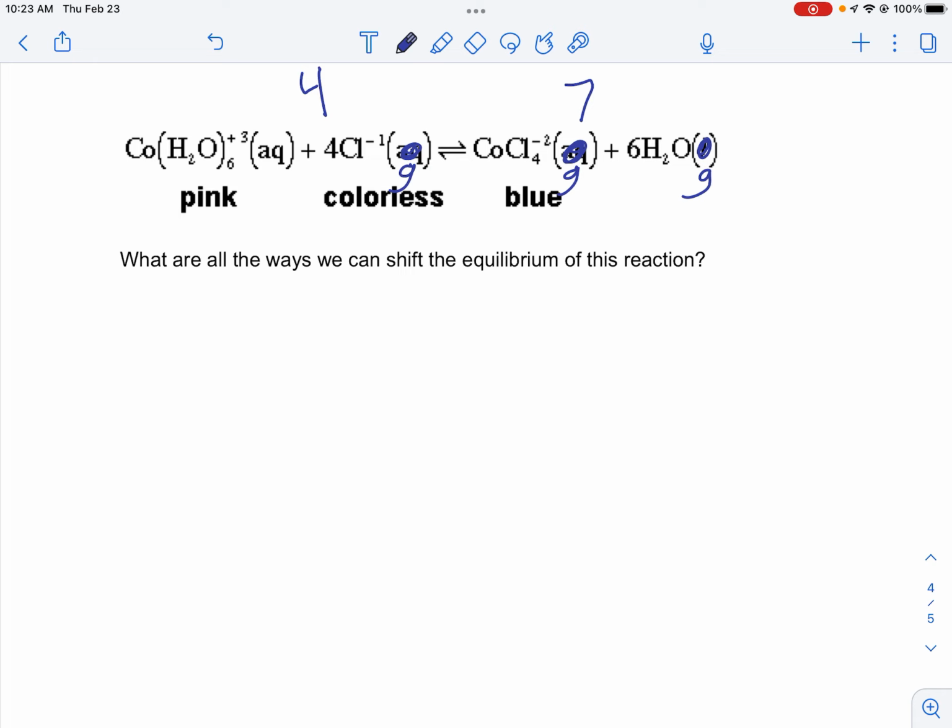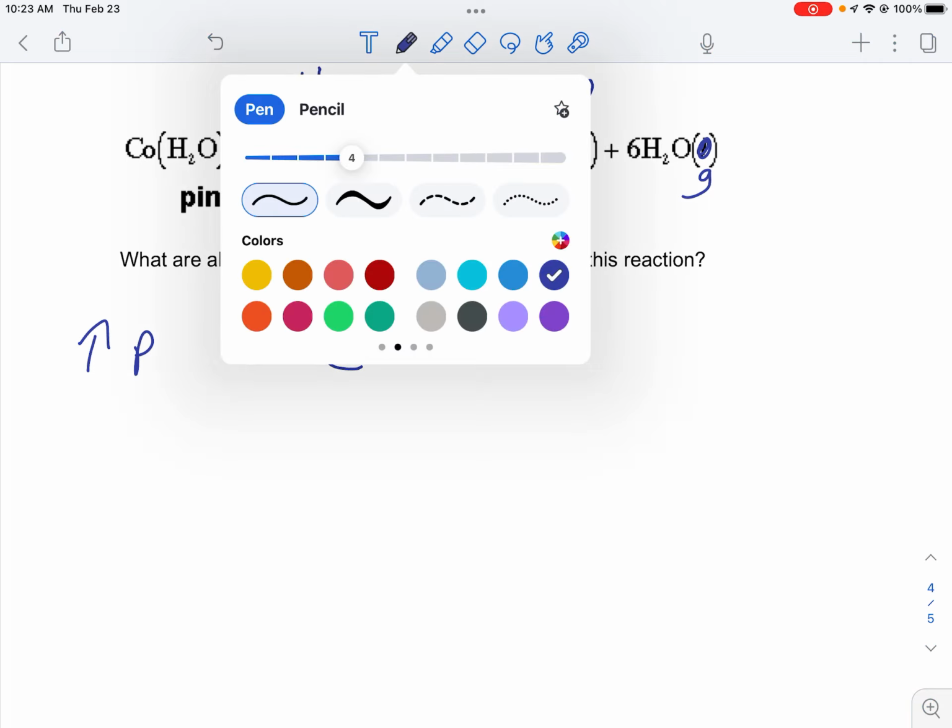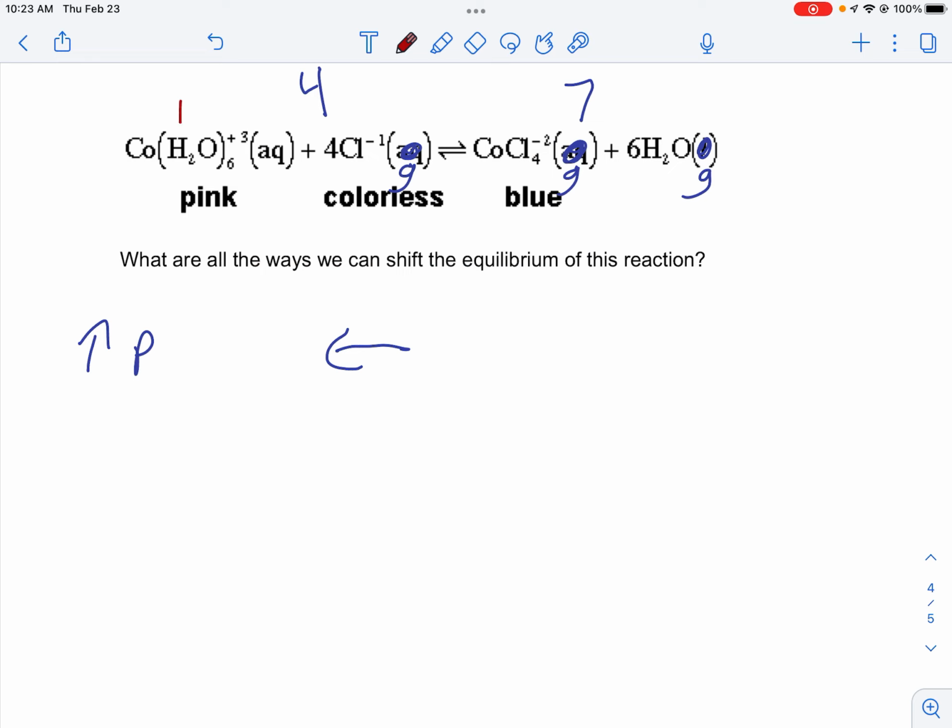So if we were to increase the pressure of the system, it wants to go to the side that takes up less space. The side that takes up less space is the side with the least amount of gas, because gases take up a ton of space. So if we increase the pressure, we're going to be shifting our reaction this time into this direction, right? What will end up happening is we'll have more of this and less of these.